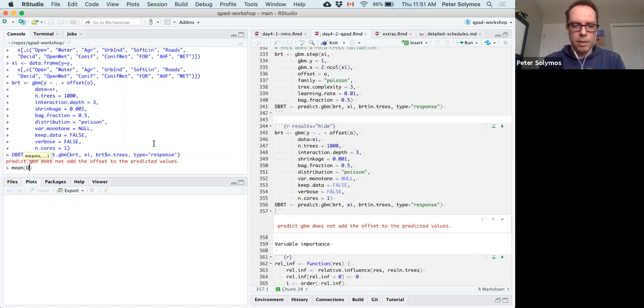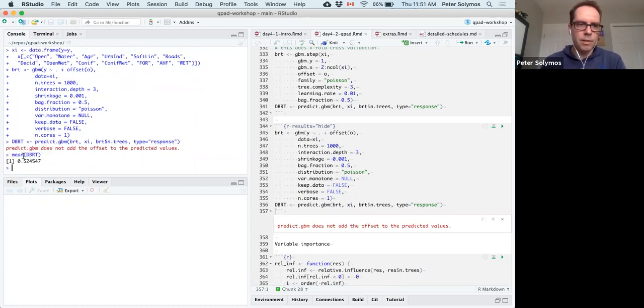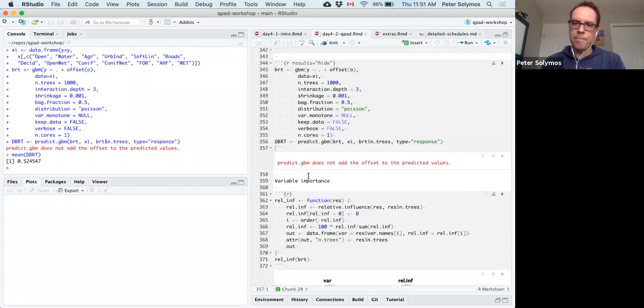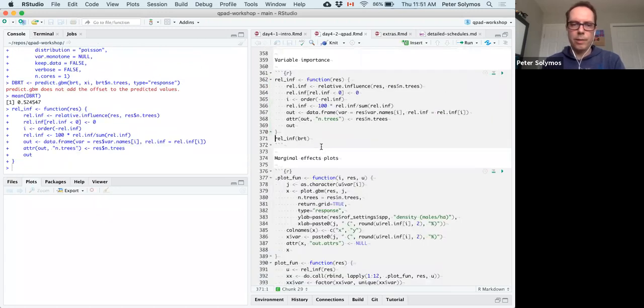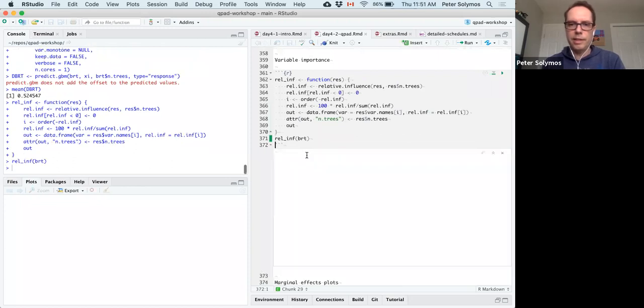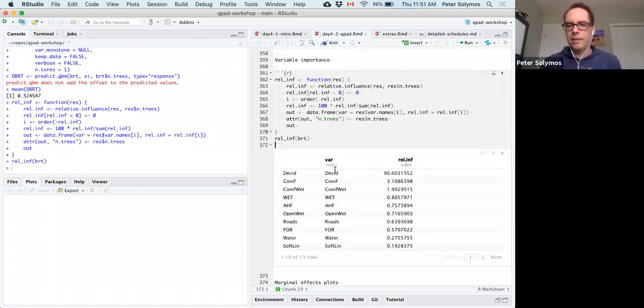Mean BRT is close to what we would expect based on GLM or other methods. I included some other functions where you can look at these trees and get a sense of variable importance. Deciduous forest comes out on top, 90%. That means 90% of the 1,000 trees included deciduous forest as one or more splits. Then coniferous wet and coniferous forest less often, but still second and third.